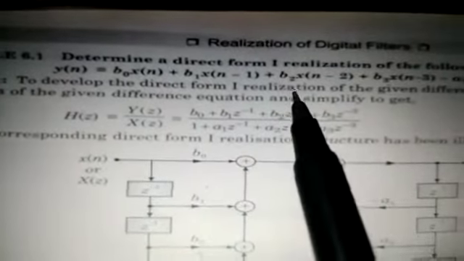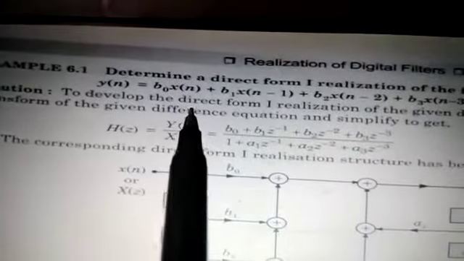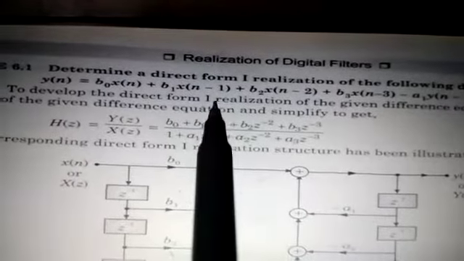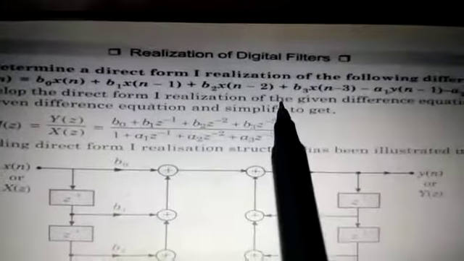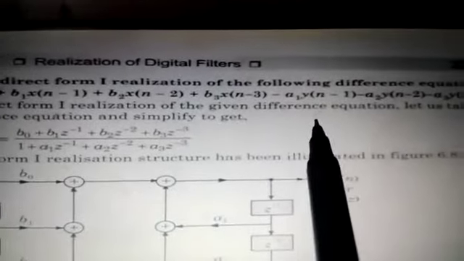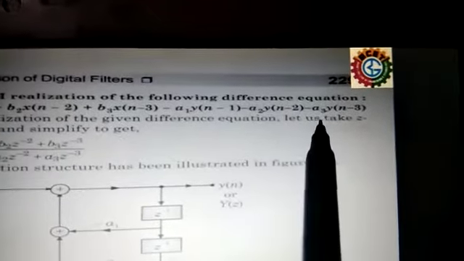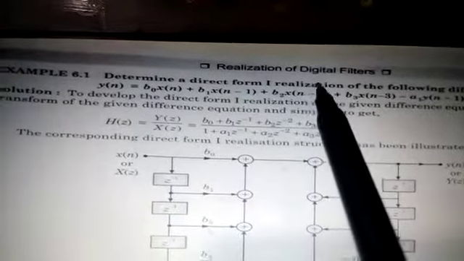Let us go to the numerical. First numerical on this structure particularly. Determine a direct form 1 realization of the following difference equation. y(n) is equal to b0 x(n) plus b1 x(n minus 1) plus b2 x(n minus 2) plus b3 x(n minus 3), minus a1 y(n minus 1) minus a2 y(n minus 2) minus a3 y(n minus 3). This is the given difference equation. We have to realize it in direct form 1.